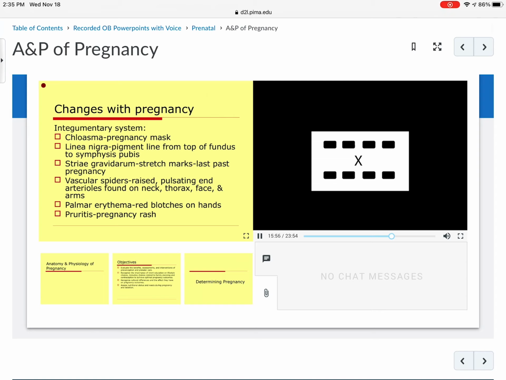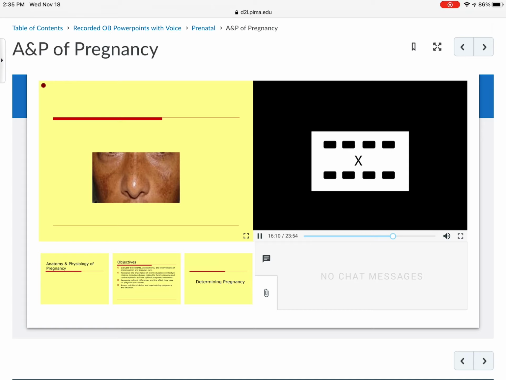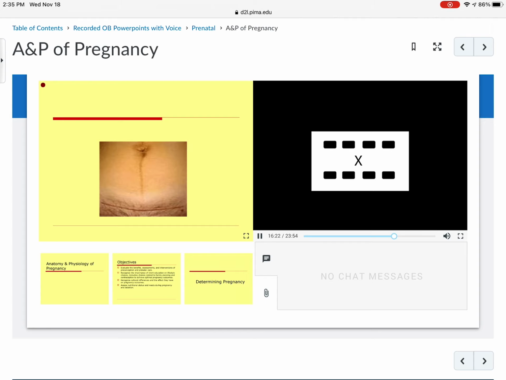And now we're going to look at some of the skin changes that occur with pregnancy. Sometimes people get a little bit of pregnancy rash, pruritus, and let's look at some of the others. We already saw this when we talked about postpartum. We know that that's due to pigmentation, and most of the time it will fade and disappear after the patient is no longer pregnant. It's due to pigmentation changes.